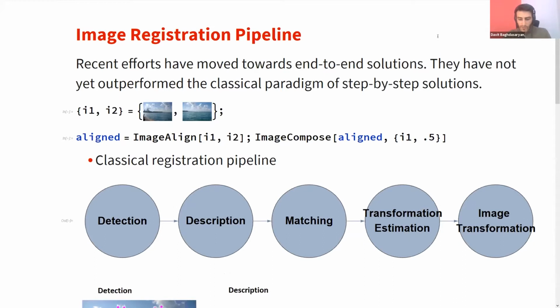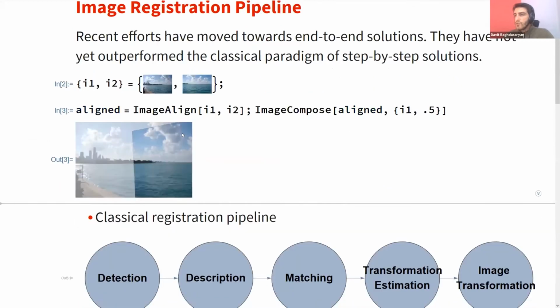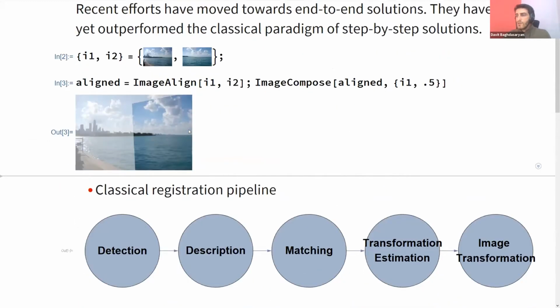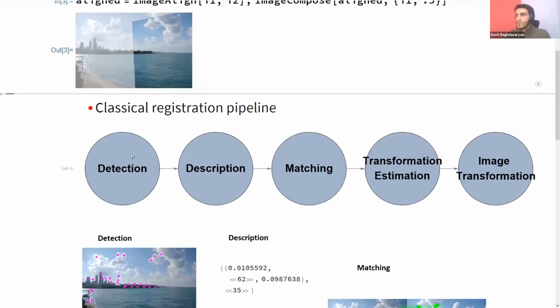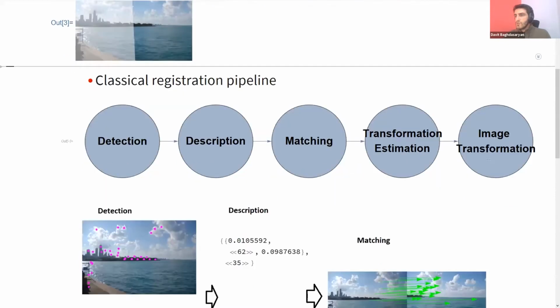Nowadays, the researchers try to create end-to-end solutions to image registration, but they do not yet outperform the classical step-by-step solutions. In Wolfram Language, we have the ImageAlign superfunction that does the whole alignment procedure. But how does it work? The classical registration pipeline is first detection, description, matching, transformation estimation, and then image transformation.